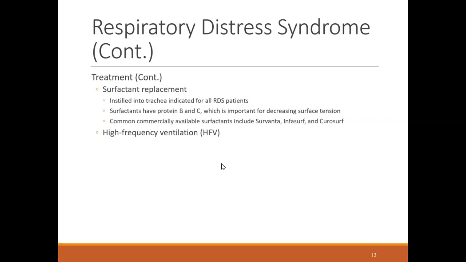Okay. And I mentioned already that high frequency ventilation is also a good method of ventilation for patients that have RDS. So high frequency would be something that you would recommend in babies.